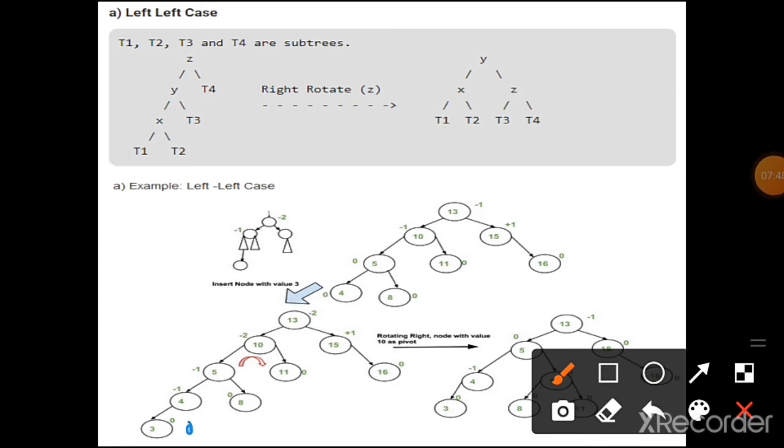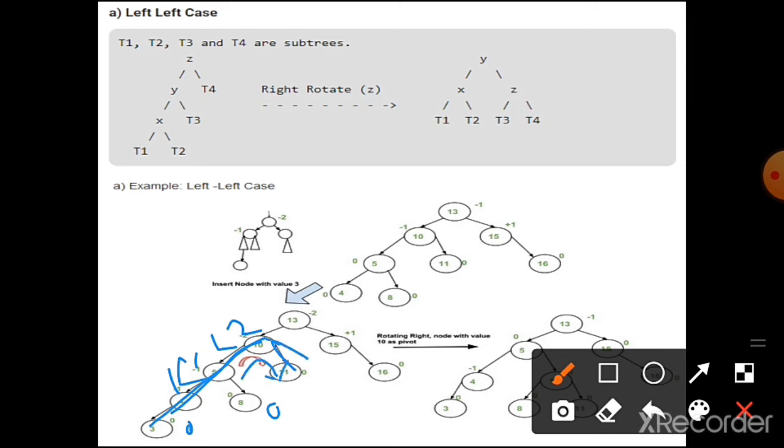3 is added here. Then next we need to find the balance factor of each node. Starting from 0, here also 0. Then here it is 1. Then here the balance factor is 2 minus 1, 1. Then 10 is 3 minus 1, that is 2. So the balancing factor of 10 is 2. So it is an unbalanced one. So we check which case it is. Here it is the left case. So we perform a right rotation based on this 10.